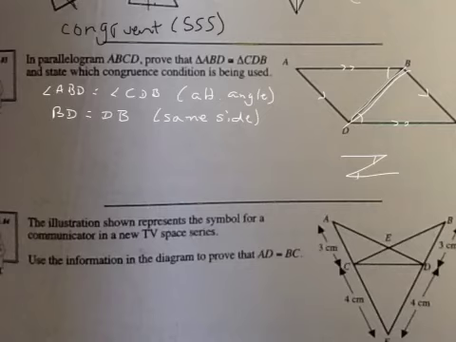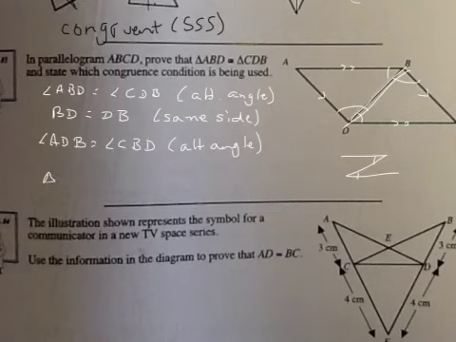And then we know that this angle is equal to that angle. So angle ADB is equal to angle CBD. Again, that's the alternate angle theorem. So they're congruent. So triangle ABD is congruent with triangle CDB. And what's our reasoning? Well, angle, side, and angle.